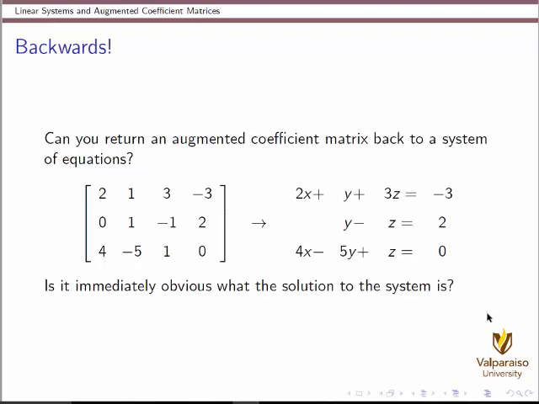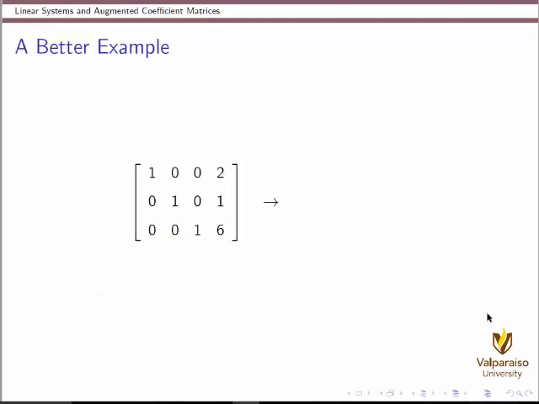Now when you see that system and you look at it, if we wanted the solution to that system, we'd be looking for the values of x and y and z that satisfy all 3 equations simultaneously. Is it obvious what that solution is? The answer is no way, not yet. So here's a different augmented coefficient matrix.